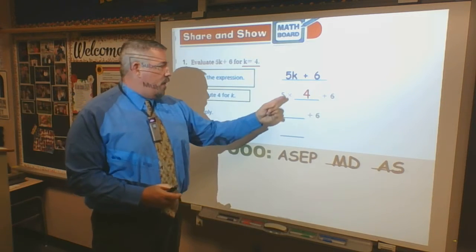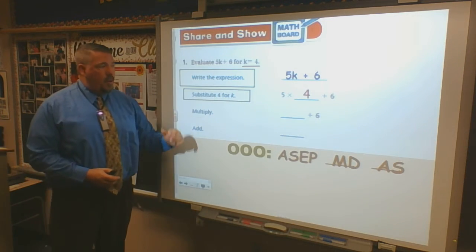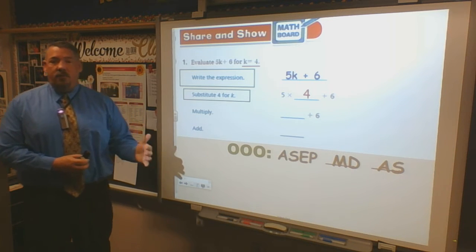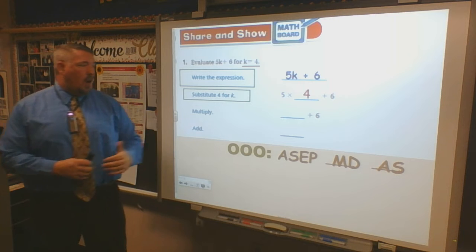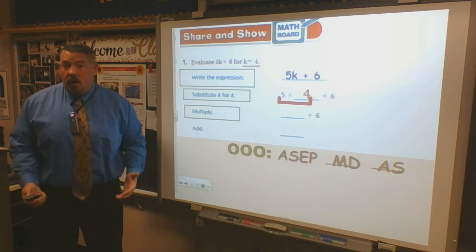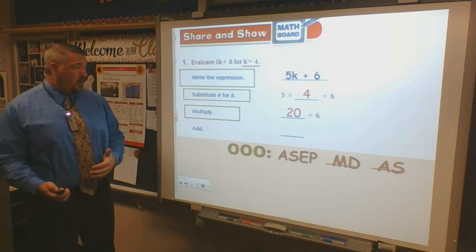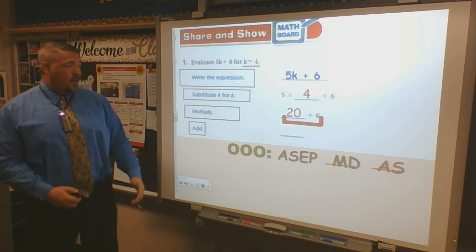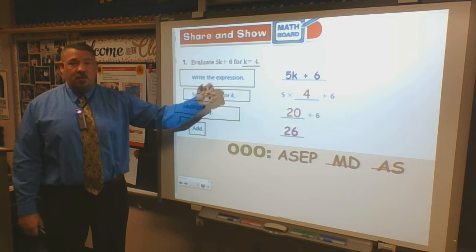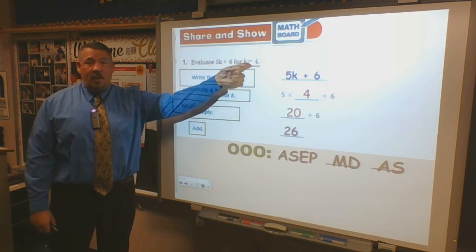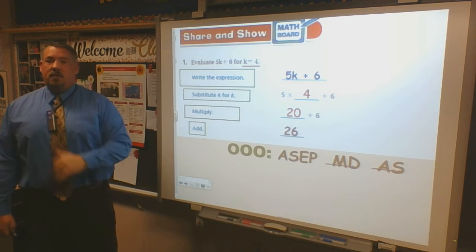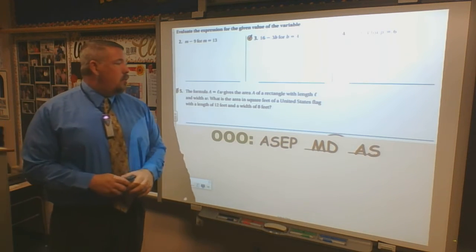So I showed that that's 5 times 4 by substituting for the k, which is the 4, and then I have to do my multiplication and division followed by my addition and subtraction. So I multiply 5 times 4. 5 times 4 is 20. Then I add 6 to it. 20 plus 6 gives me 26. So I evaluated this expression by substituting k is going to be equal to 4, and I get my answer of 26. All right, moving on.